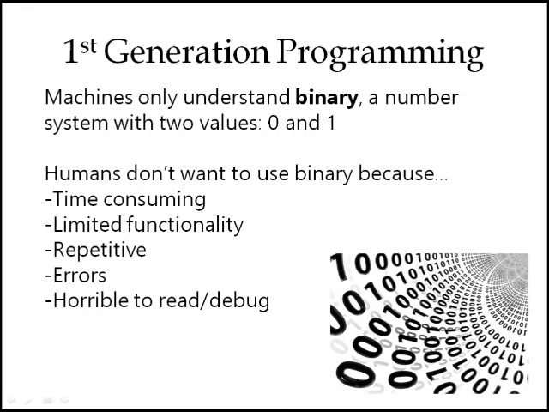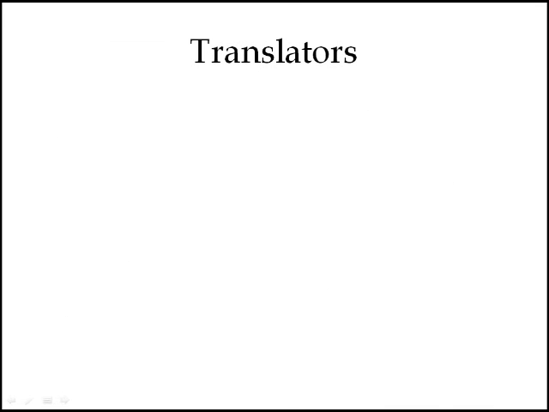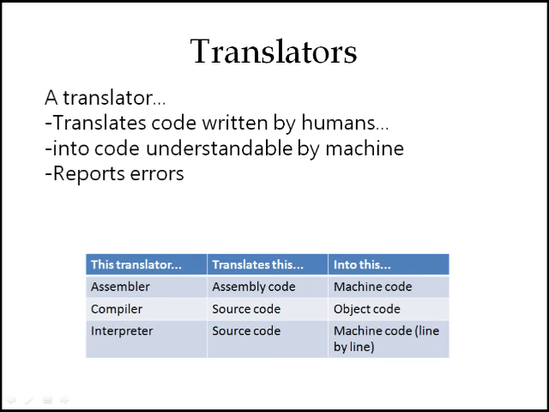Don't worry, for humans developed better alternatives. Enter the translator. A translator is a software used to translate code. A programming language is pretty much defined by its translator. A translator's main job is to translate code written by humans into code written by the machine. It also provides error handling, as no programmer is perfect. There are three kinds of translator you need to learn, listed in the table.